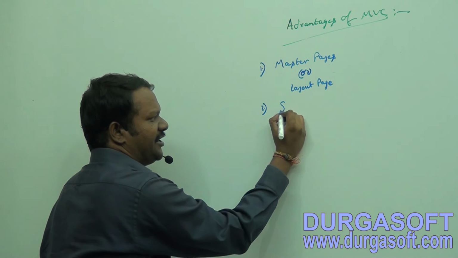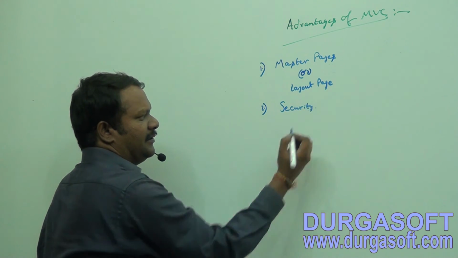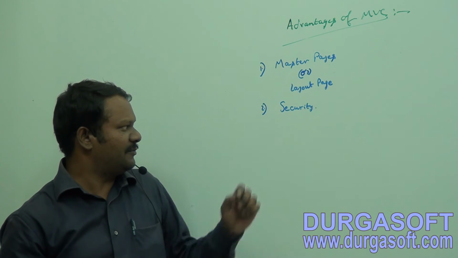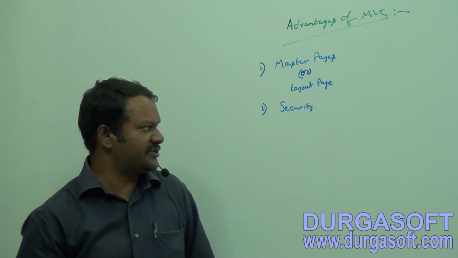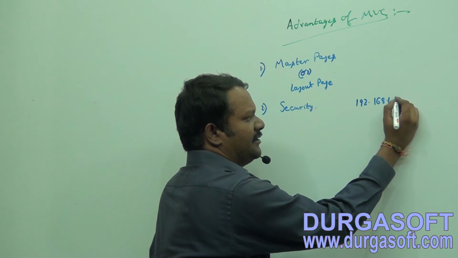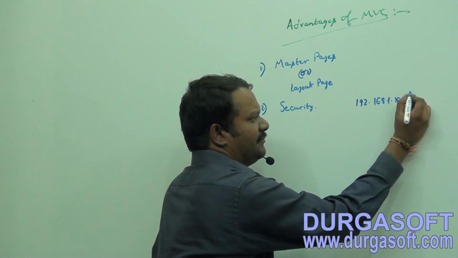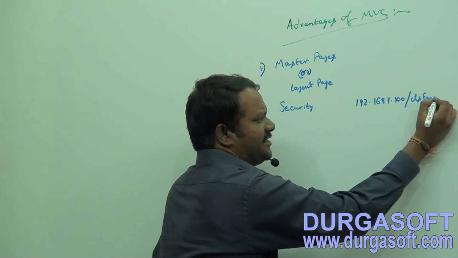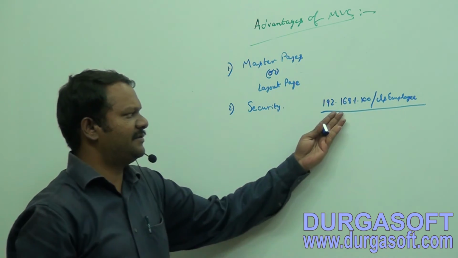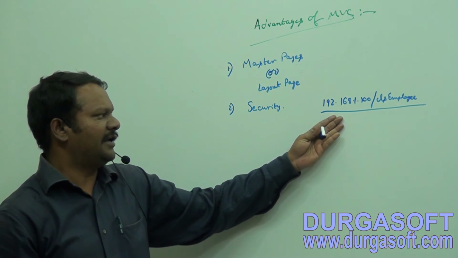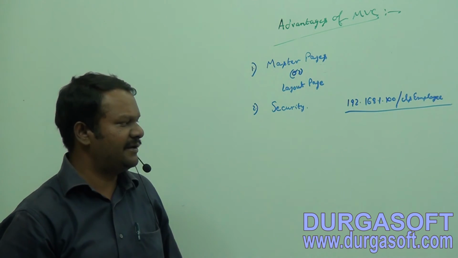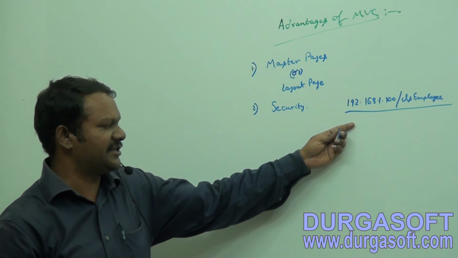And second is security. Applications designed using MVC are highly securable. Why? Because in the URL, as I showed you just now, 192.168.1.100 or so, slash your project name. You will have just the project name and the IP address. If a hacker hacks this URL, what can he do with just the project name? He can't find from where the answer is coming, from where the web page request is coming.